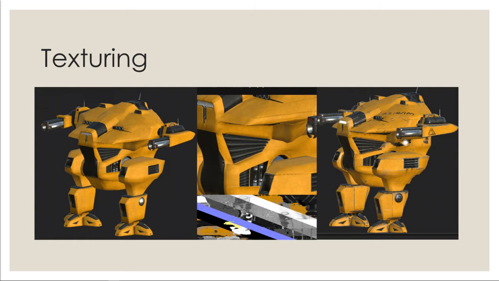For this character or NPC, I created several texture maps, as you can see just below the middle image. For it, I created a base colour, emissive, normal, metallic, roughness, and an AO map. So it's got all the recommended maps.